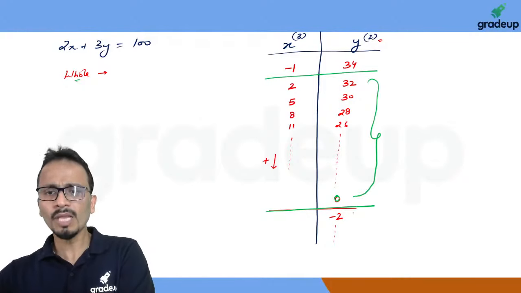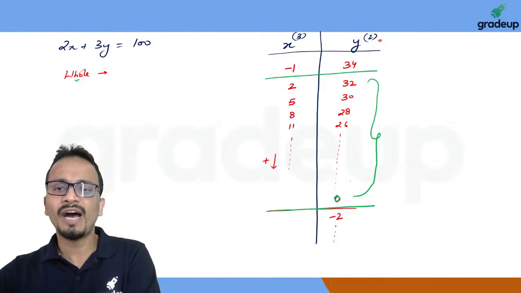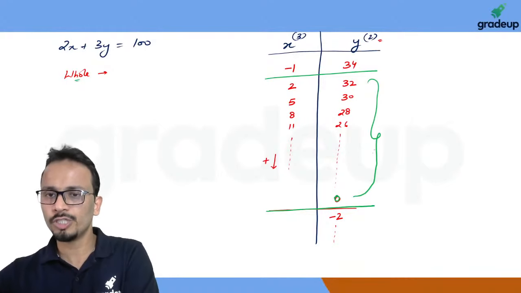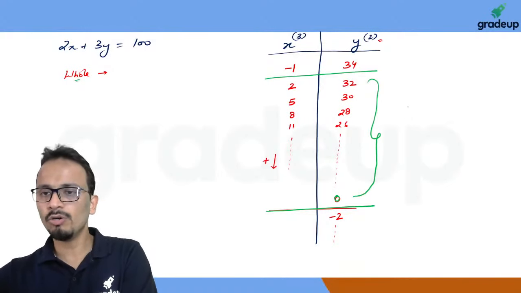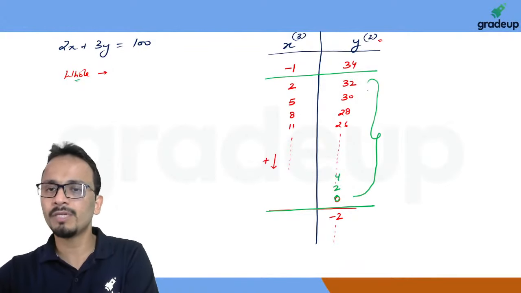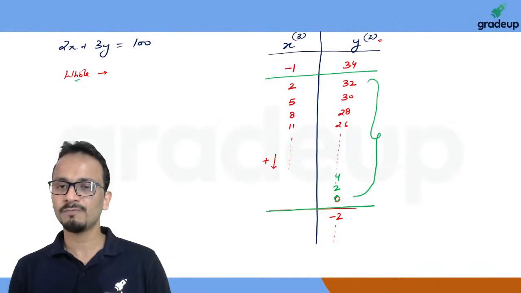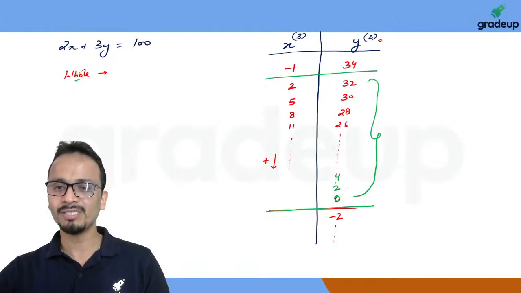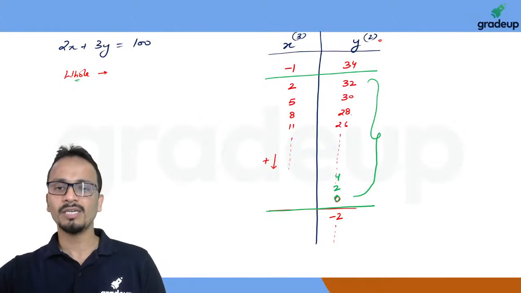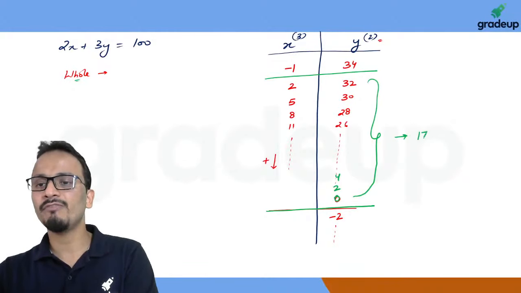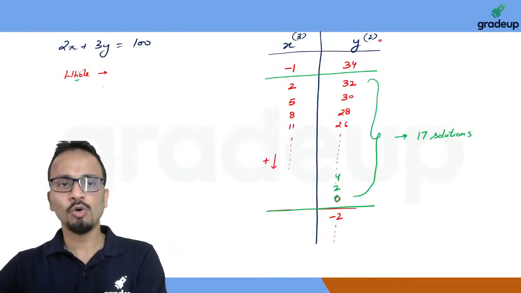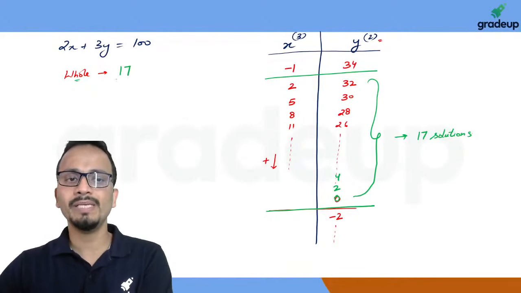So I'll use the values of y to calculate the number of solutions. The value of y is 0, then 2, then 4, and so on up till 32. You may use the formula of arithmetic progression, or you may just easily count these numbers, starting from 0 till 32, all even numbers. This is what you have to count. So I can write that there will be 17 such solutions. So the number of whole number solutions will be 17.